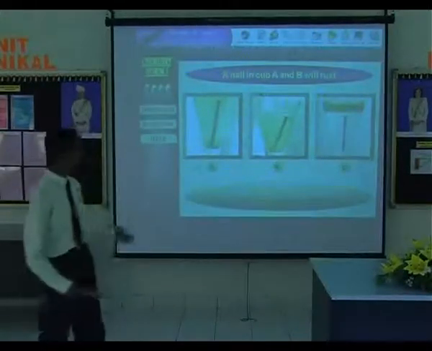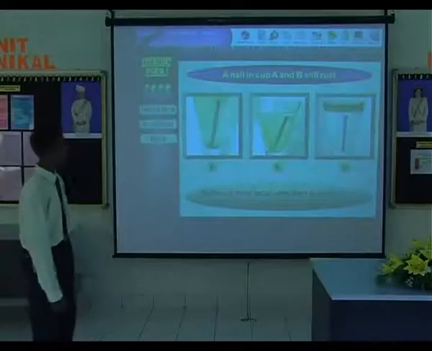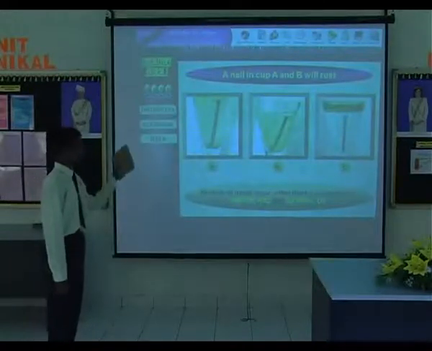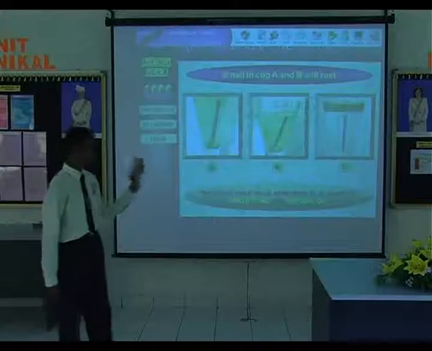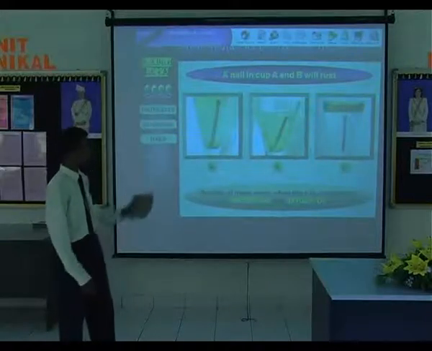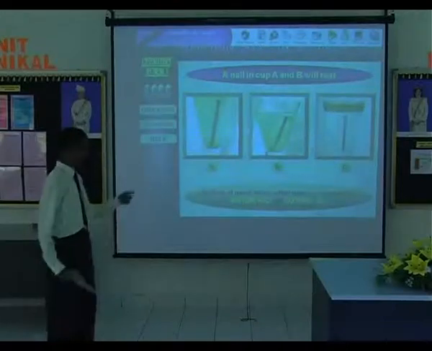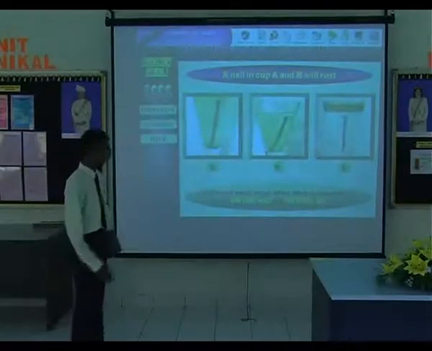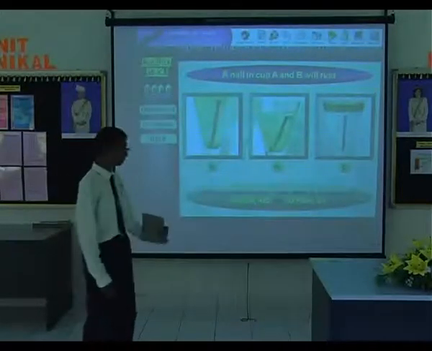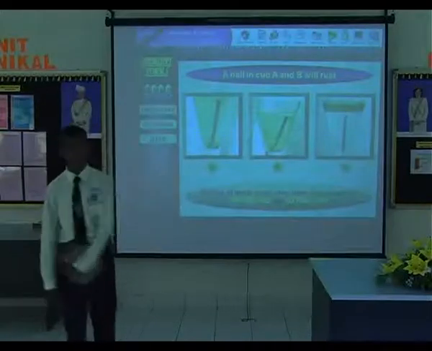This is the result that we gained. The nails in cup A and cup B will soon rust, but in cup C, it doesn't rust. So we can conclude that rusting of metal occurs when there is water and also oxygen gas.